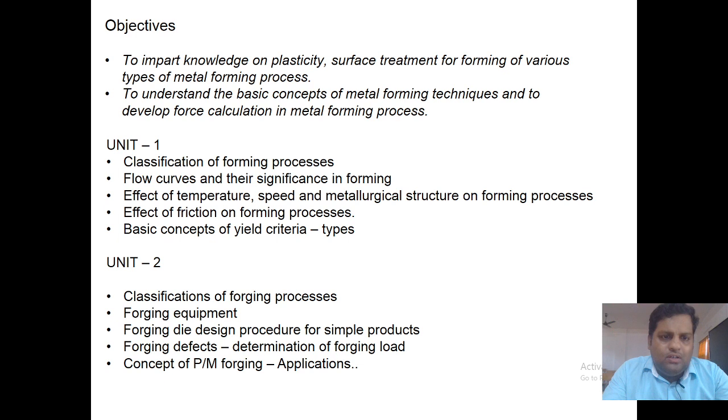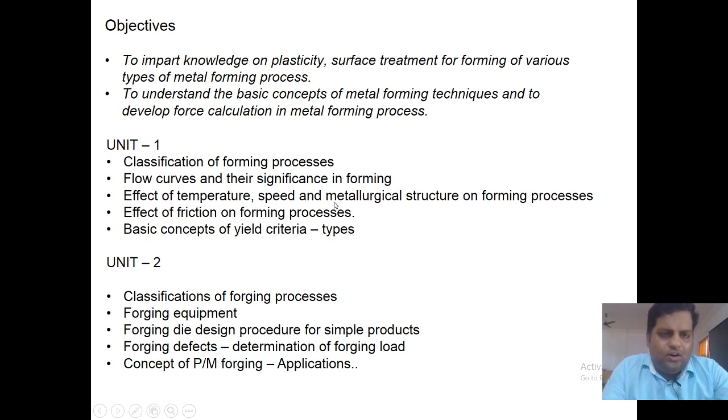The second unit, classification of forging processes. Hot forging, cold forging, like that we will be studying about the classification of forging processes. List of forging equipment that we use for doing forging processes we will be studying in detail, and a detailed design procedure of forging die. You need to understand what is die and what is mold. I will be telling you what is die and what is mold. And forging defects. Determination of forging loads. What are the defects that will occur during the forging process? We will be briefing on that, and determination of forging load during forging processes. We will be studying about this.